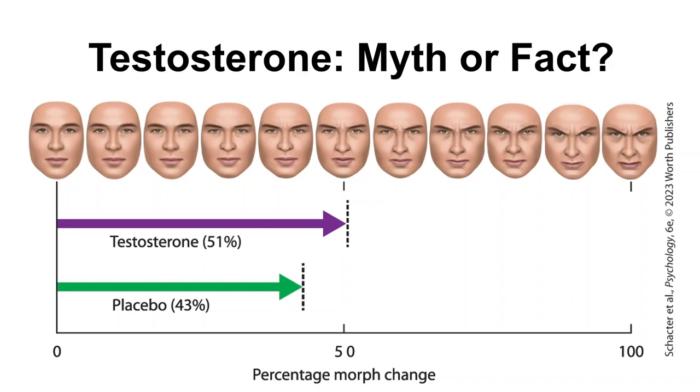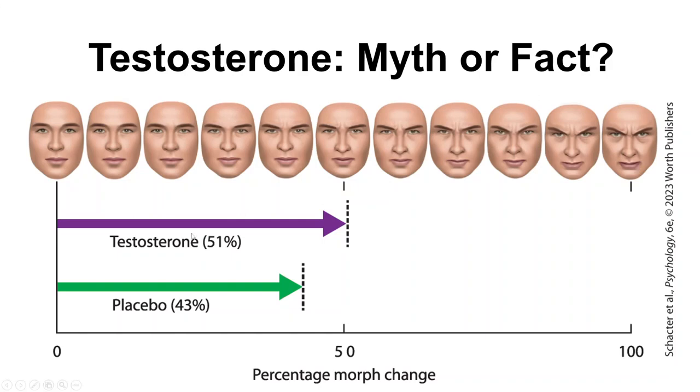Basically, subjects were given low doses of testosterone. They had a control group who were just given a saline injection, and then an experimental group given testosterone, and they were shown a whole bunch of different human faces. This is an example of some of these faces, and they differ in terms of neutrality all the way up to being really aggressive looking. And they would show you a face and ask you, how aggressive is this individual?